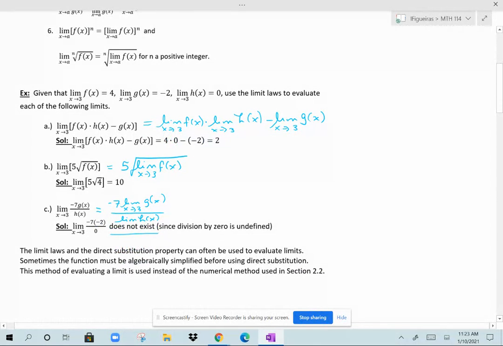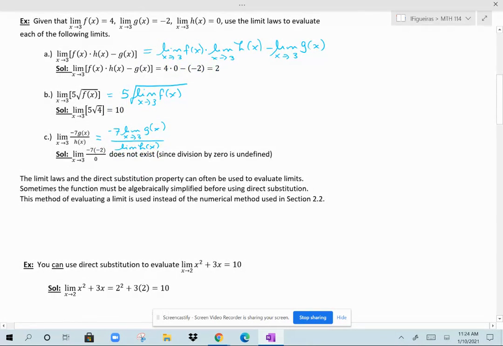So oftentimes we are using the limit laws as well as the concept of direct substitution, which we talked about in the previous section, in order to evaluate limits. But other times we have to do some algebraic simplification, and sometimes that means factoring or getting a common denominator or using conjugates when we're dealing with radicals in order to simplify it enough so that we could evaluate the limit.